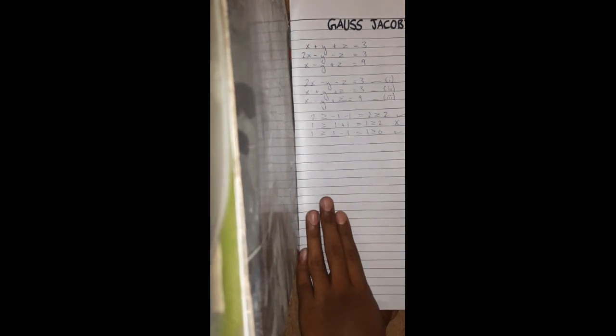So in this case we can conclude that we will not get the answer very precisely, but we can also solve this equation like we do when we have diagonally dominant equations. So we can solve this equation.